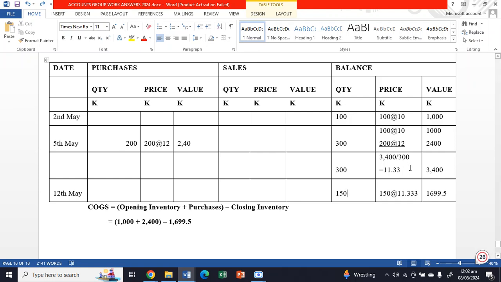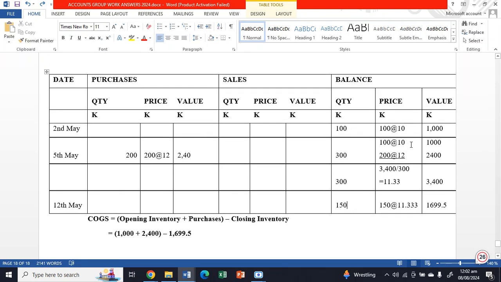All right. Then we've been told our ending inventory is 150 units. So again, we sold 150 units. 300 minus 150, we remain with 150 units. These units are valued at 11.33. So the value of our closing inventory, 150 multiplied by 11.333, we get 1,699.5. That's the value of the closing inventory.